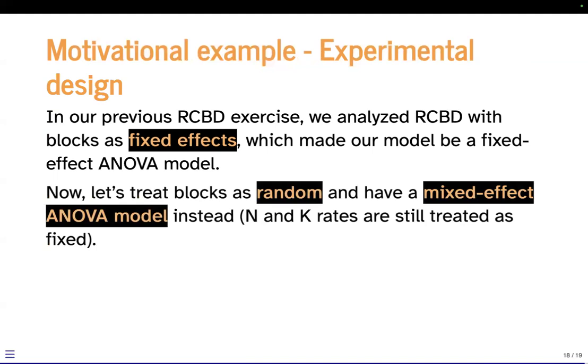So now our goal is going to be to treat blocks as random. And because of that, blocks will be treated as random, but potassium and nitrogen and their interaction are still fixed because we do care about their means, right? I want to know what's the mean yield coming from each one of those nitrogen potassium rate treatments. So nitrogen and potassium are still going to remain fixed effects, but now we're going to treat our block as random and see what happens with the model.